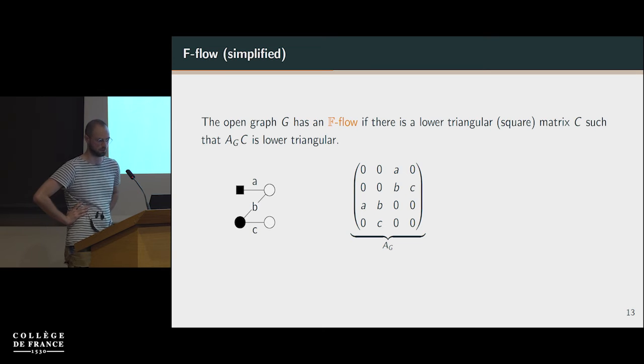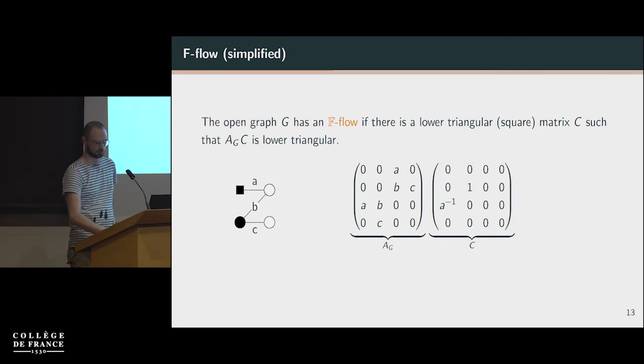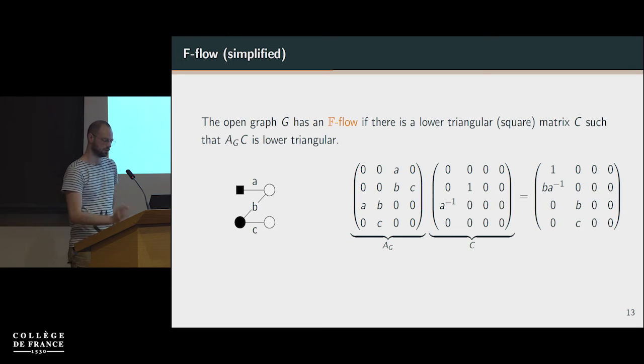Now, this isn't a particularly clear statement as written, but it's actually, I think, pretty easy to understand if we look at a simple example. So this is a very simple graph state, which has a flow. This is the adjacency matrix of this graph. It has a flow given by the following matrix C, because if you perform the matrix multiplication, then you'll see that both C and the product are lower triangular matrices.